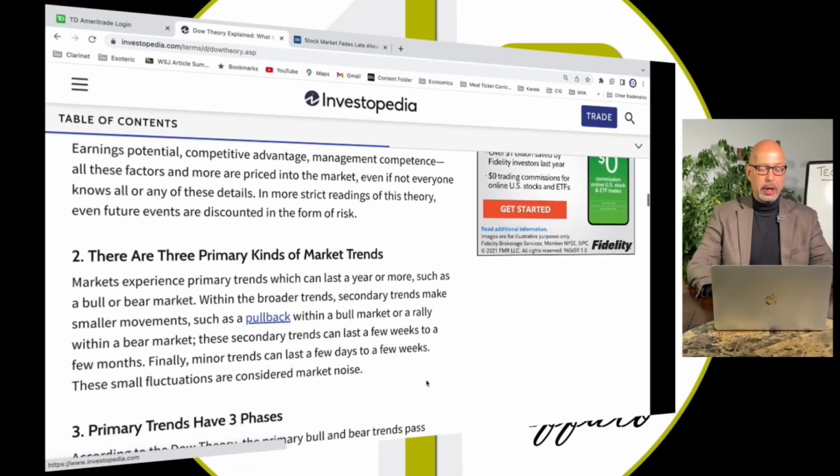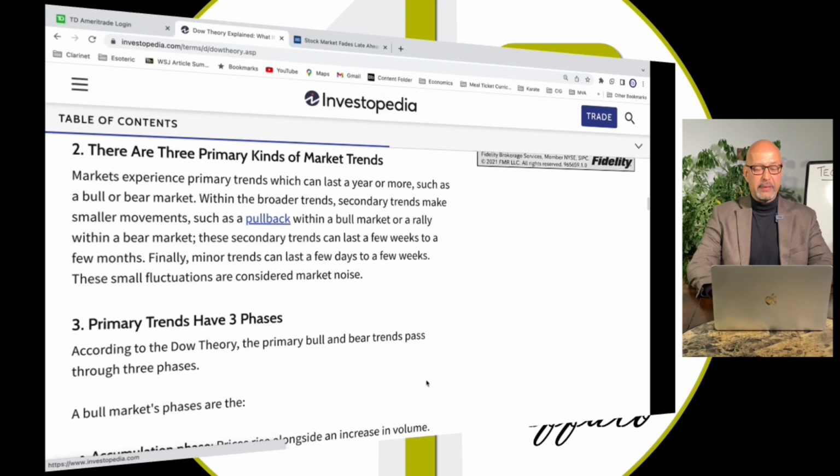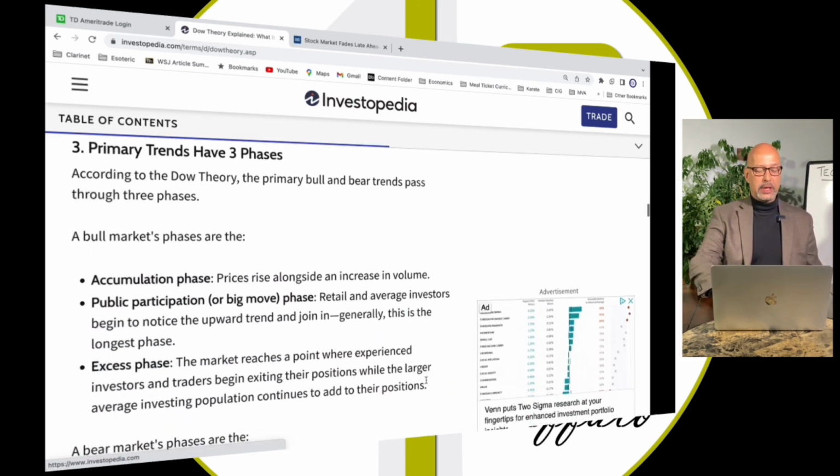Second one, there are three primary kinds of market trends. The market experiences primary trends which can last a year or more, such as a bull market or a bear market. And then within these broader trends, there are secondary trends that make up smaller movements, such as pullbacks within a bull market or a rally within a bear market. These secondary trends can last a few weeks, a few months, and then you have minor trends that can last a few days or a few weeks. Let's see here, accumulation phase, public sector.